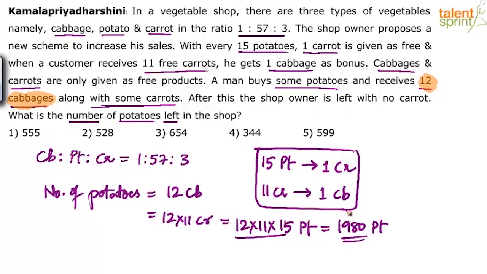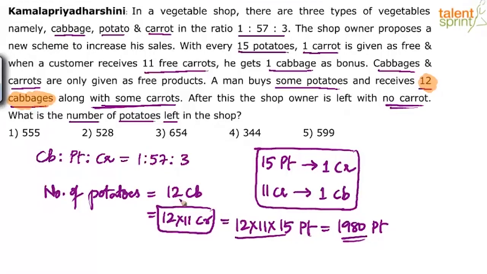Understand one more point, that the question says after this transaction, the man got 12 cabbages along with some carrots. After this, the shop owner is left with no carrot, which means he has exhausted all the carrots. You're able to follow? So can I say, he has bought 1980 potatoes, but that does not mean the shop had 1980 potatoes. The shop will have more potatoes. But definitely the shop will have only these many carrots.